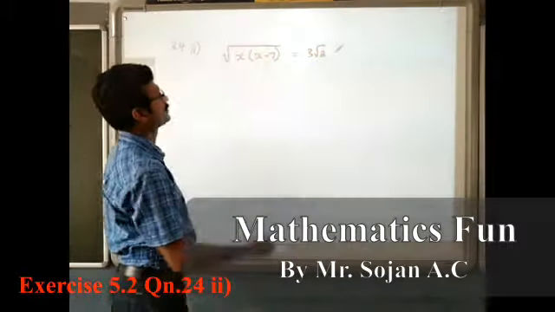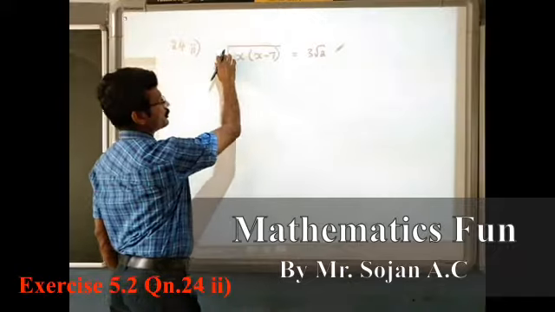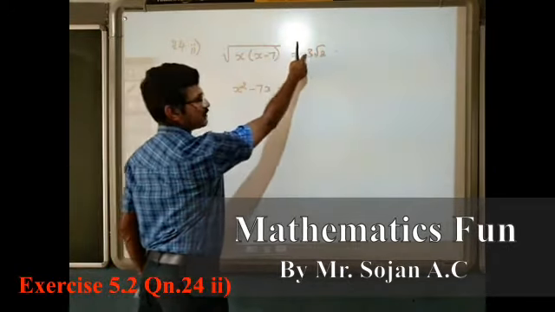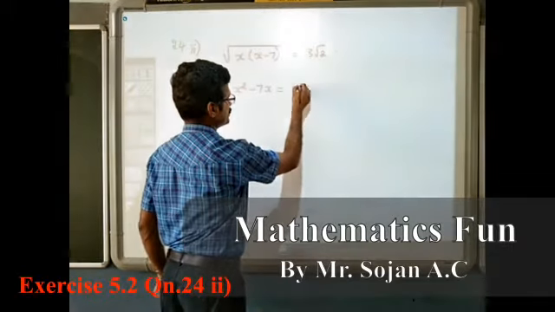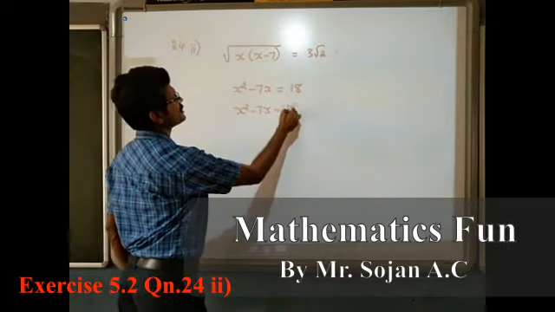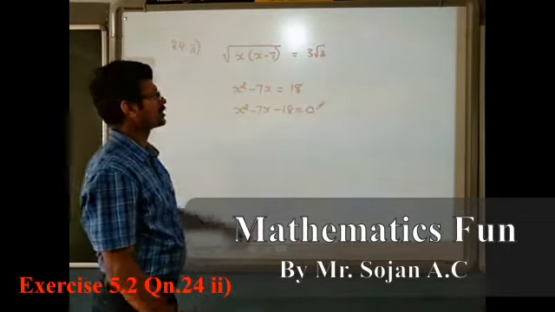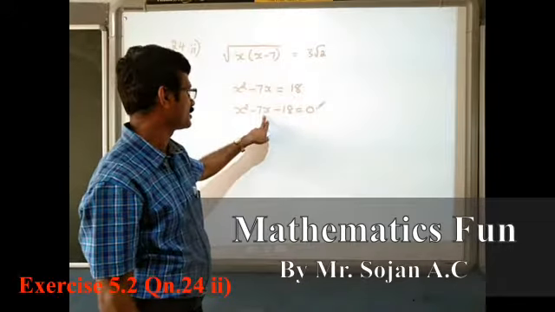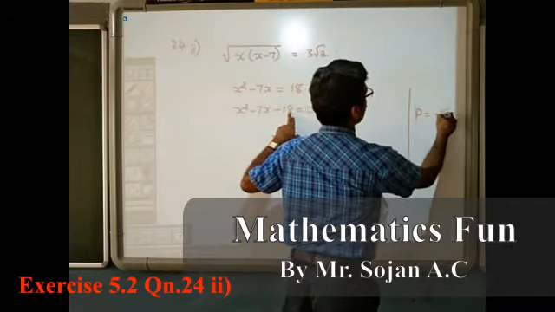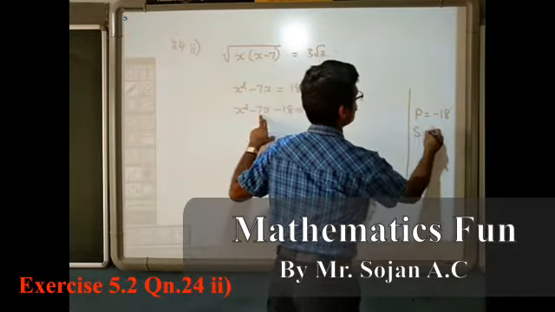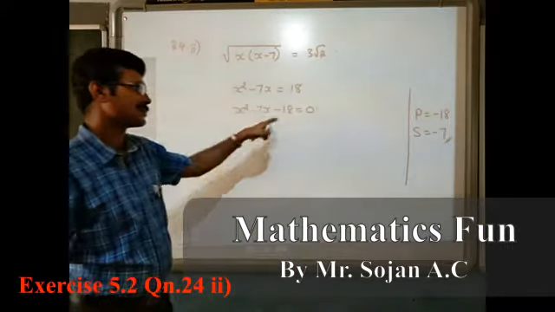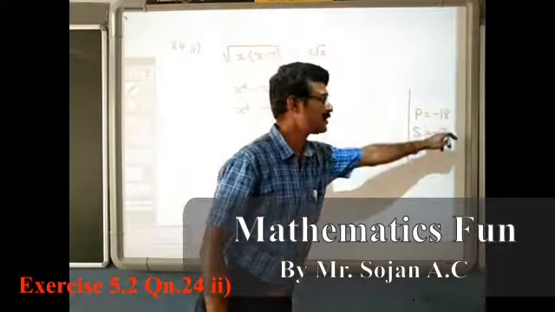So first of all, I am squaring it. This side, if I square, the root will go, and this side will become x square minus 7x. Here if I square, 9 into 2 is 18. So the equation is x square minus 7x minus 18 is equal to 0. So it becomes a quadratic. Now here the product is minus 18 and the sum is minus 7.